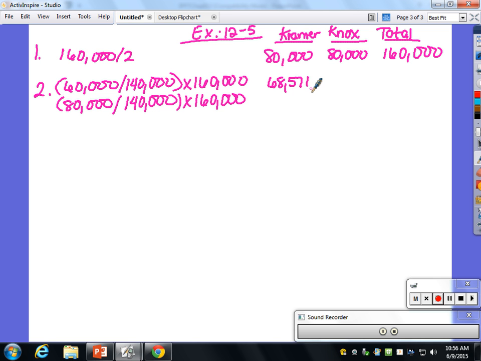68,571. What about for Knox? 91,429. So we just bring that stuff over, right? Because you need to get a total. Ultimately, it's supposed to equal out to what? What did you just allocate? 160,000.